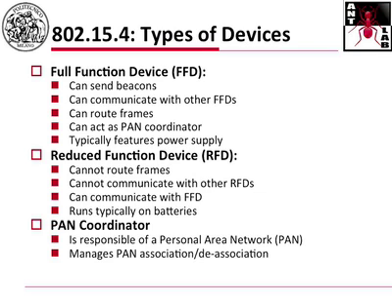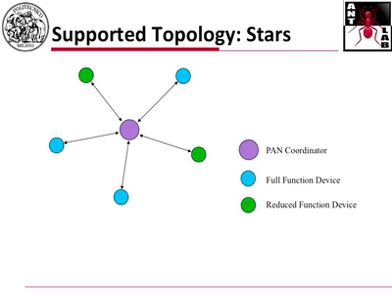Let's see how these building blocks can be put together to build up a network. The standard actually defines 2.5 topologies, meaning the standard proposes two topologies and supports a third topology, which we'll see in a few seconds. The first topology, which is proposed and supported by the standard, is the star one, so the easiest one. In the star topology, you have one PAN coordinator, which is this purple circle here in the middle, and you have a bunch of devices which are actually associated and connected only to the PAN coordinator.